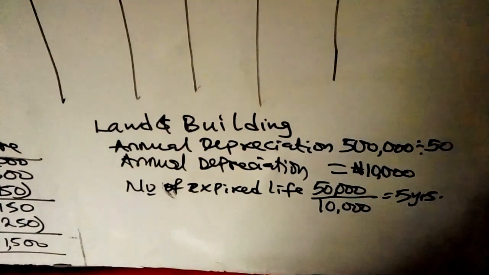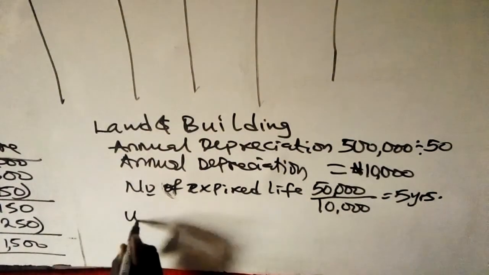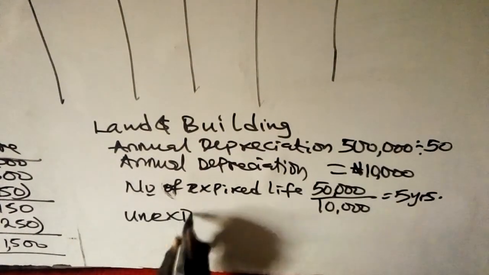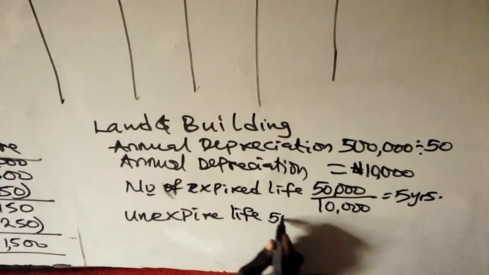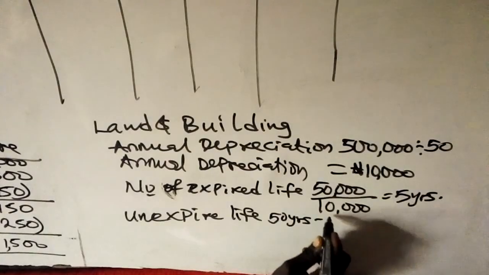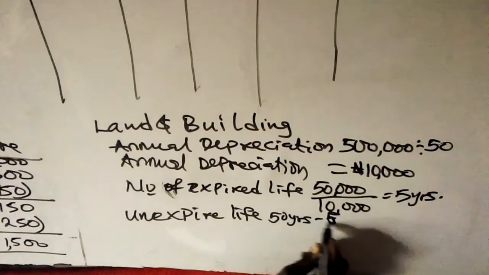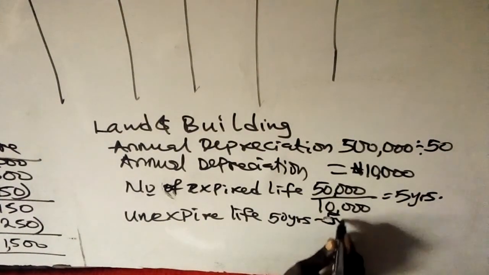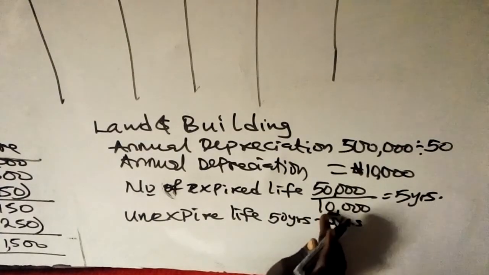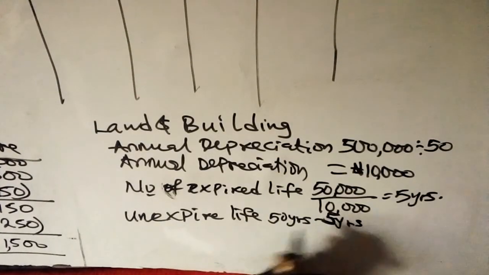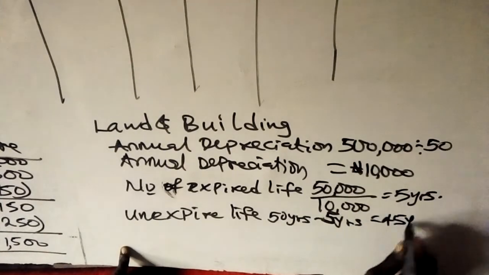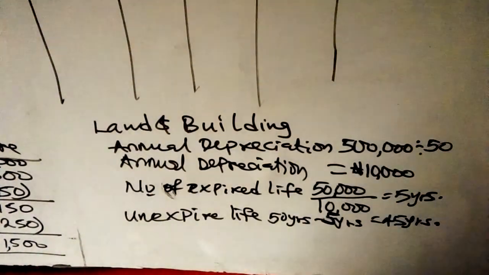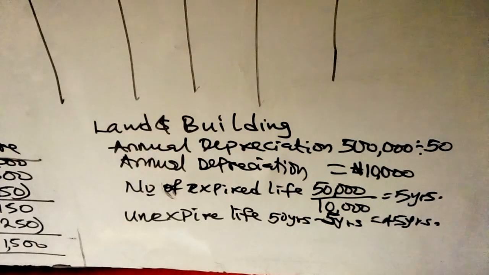Then the unexpired life now. Unexpired life will be 50 years minus 5 years. 50 years minus 5 years, and that will be 45 years.